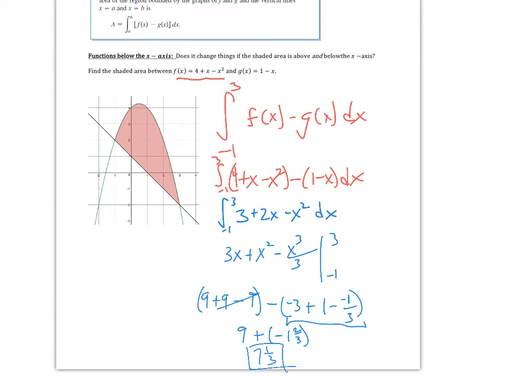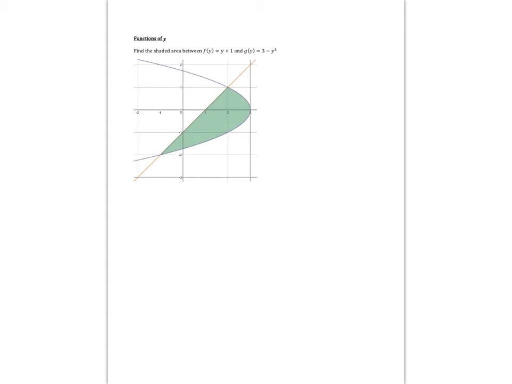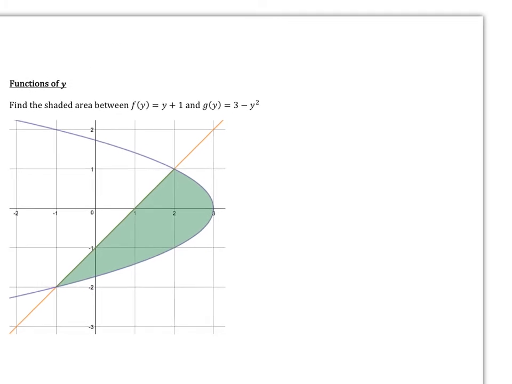All right. So that's the area between two curves. And again, these are functions of x. So in our next example, we're going to see what happens when we have a function of y. So here we have a function of y. Well, you can see if you look, these graphs look a whole lot like what we just did.